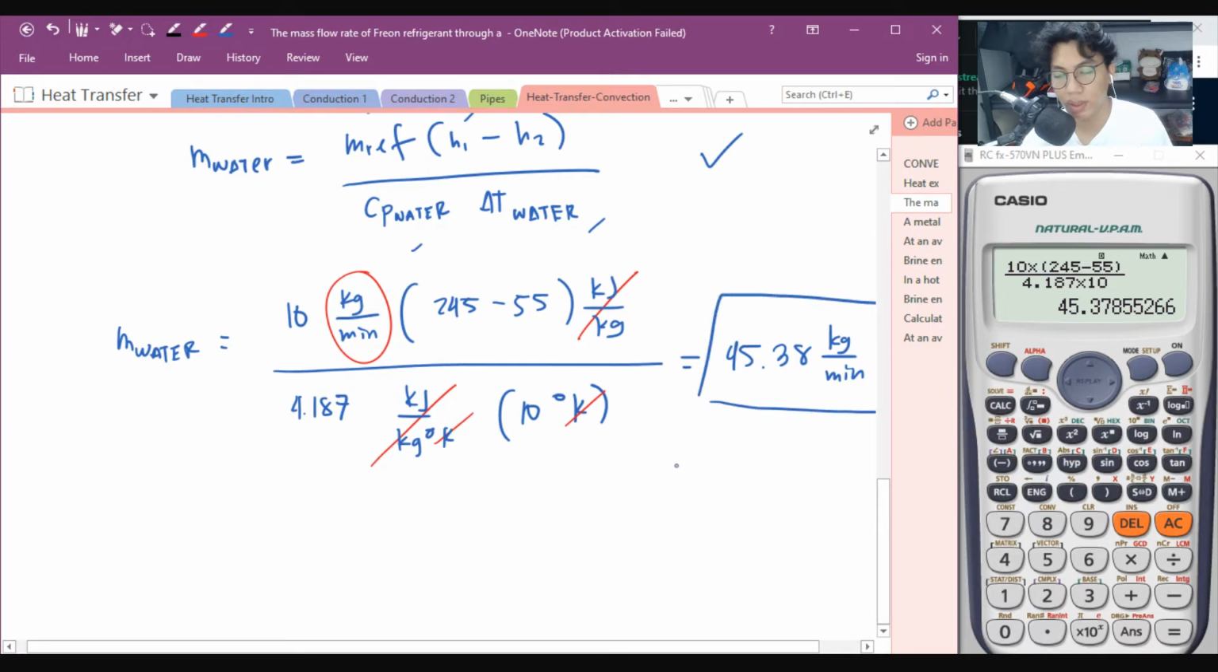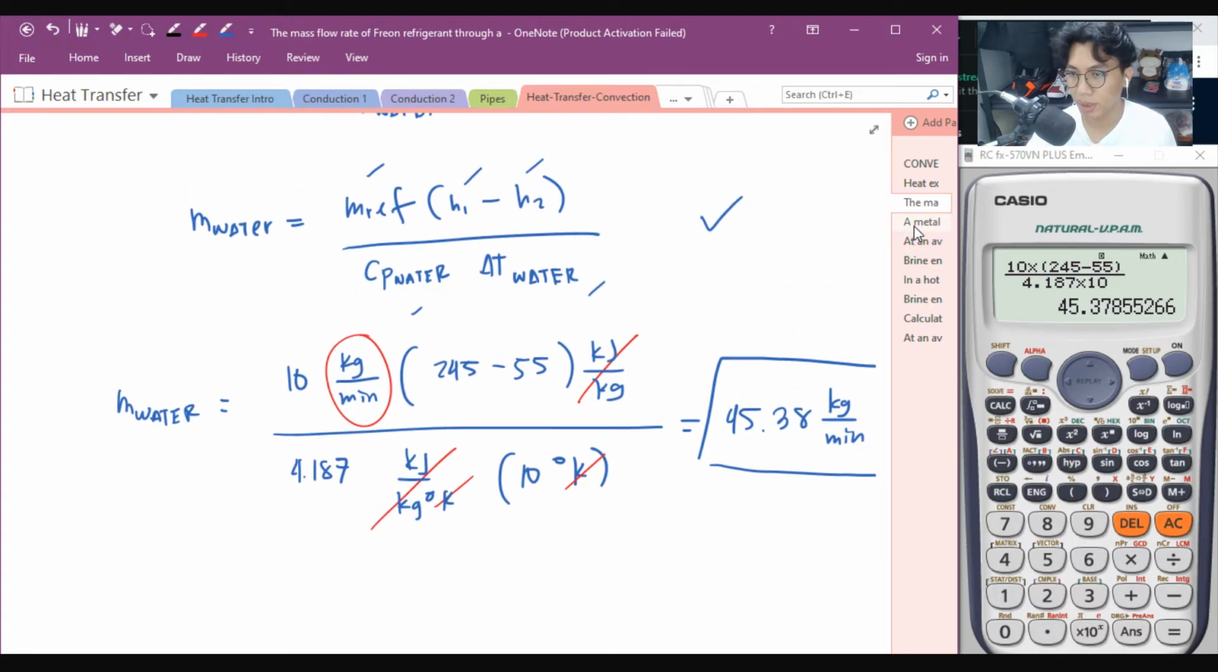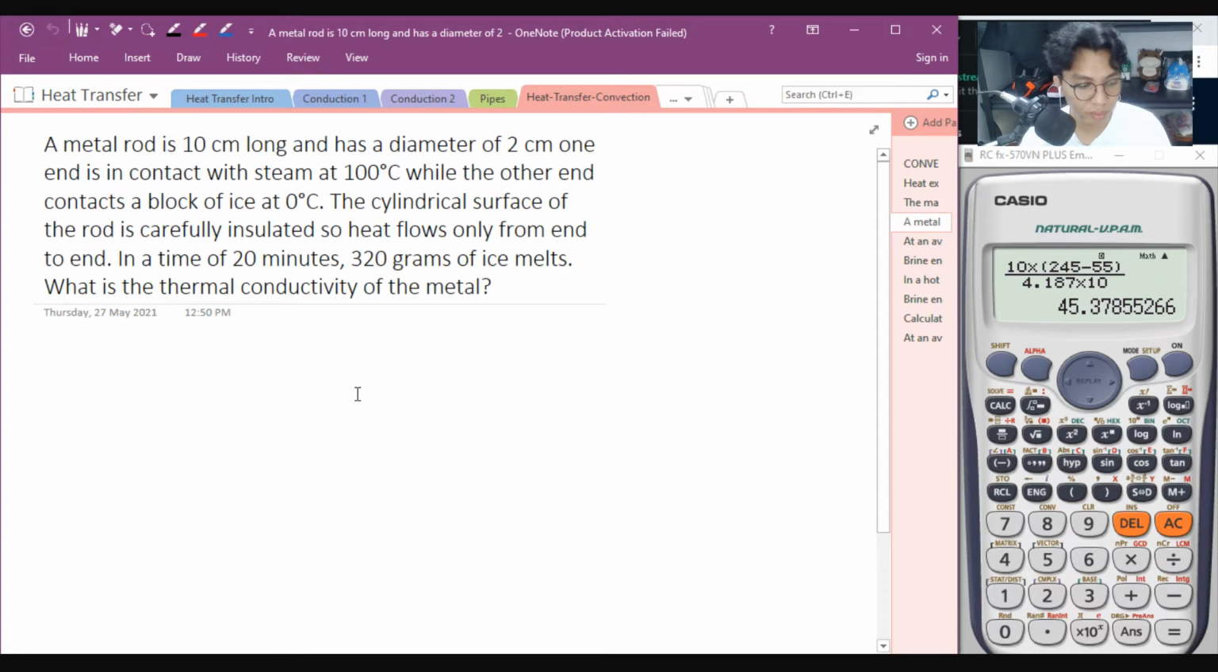That is the value of the mass flow rate of water. Next one. A metal rod is 10 centimeters long and has a diameter of 2 cm. One end is in contact with steam at 100 degrees Celsius. Okay, drawing natin. While the other end contacts a block of ice at 0 degrees Celsius.